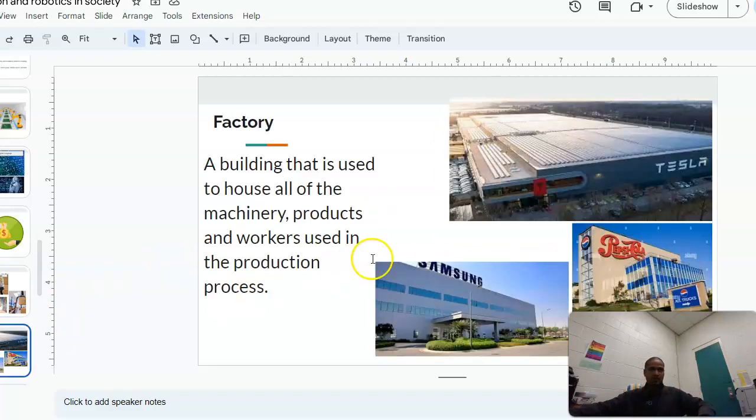A factory. A factory is a building that is used to house all of the machinery, products, and workers used in the production process. So for instance, Tesla here, if you go inside of Tesla, you will see a lot of automated machines. You will see a lot of people that are working on those automated machines, and you will see the actual product being made. All right, the same thing when it comes to Pepsi and Samsung devices. These factory buildings are extremely large. They're acres upon acres of territory.